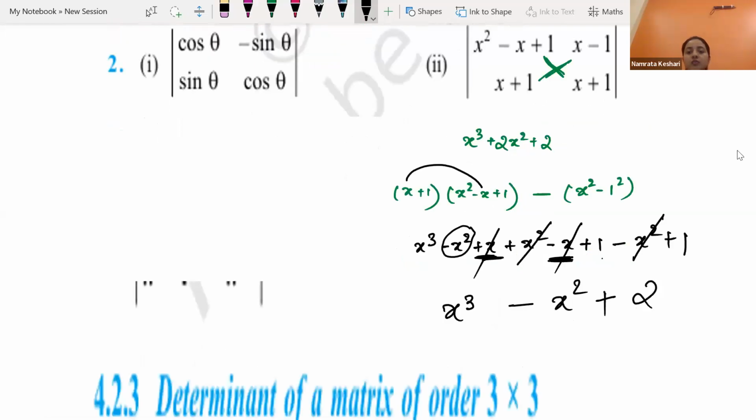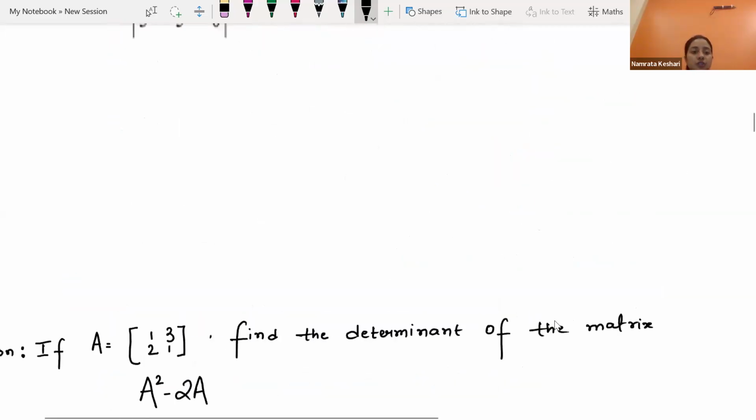Yeah. Okay. Just the middle one. Okay. 2x square, it will be negative x square. Fine. Let's do this one.